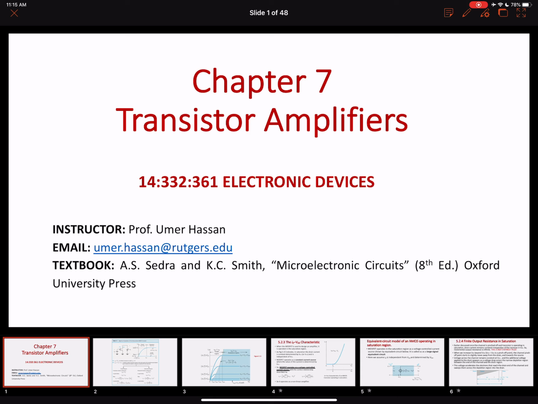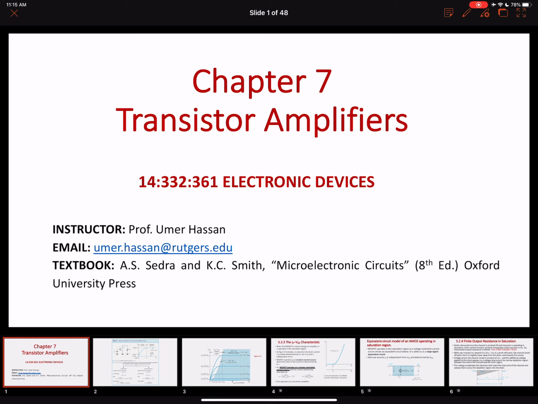Okay, so now we are jumping to chapter number 7, which is on transistor amplifiers, and we will only cover the contents of this chapter that are related to the MOS and MOSFETs. Then we will go back and discuss the BJTs, chapter number 6, and come back again to chapter number 7 for the BJT amplifiers. Okay, so with that, let's start with chapter number 7, transistor amplifiers.